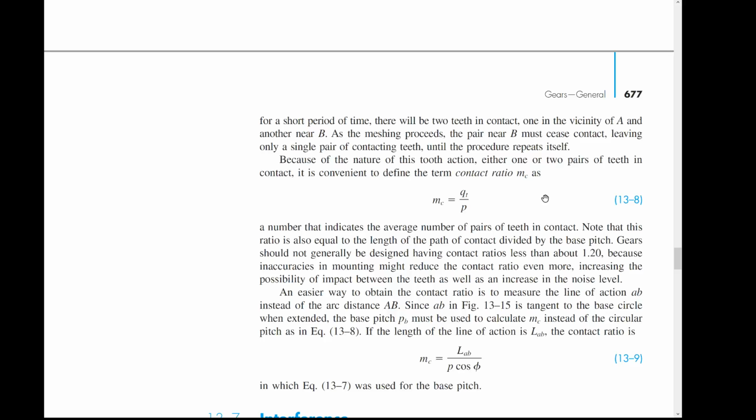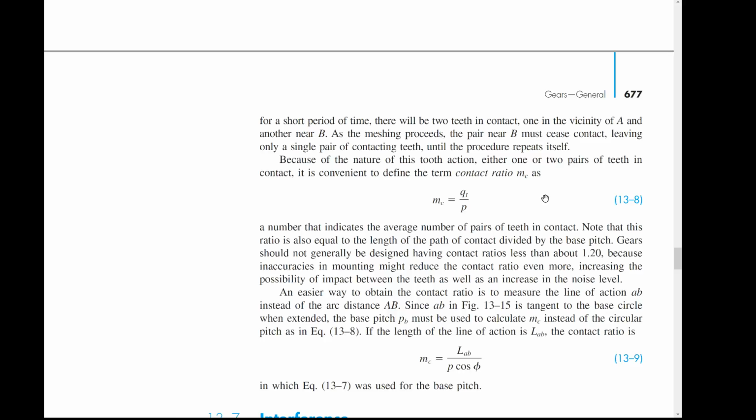A number that indicates the average number of pairs of teeth in contact. Note that this ratio is also equal to the length of path of contact divided by the base pitch. Gears should not generally be designed having contact ratios less than about 1.20, because inaccuracies in mounting might reduce the contact ratio even more, increasing the possibility of impact between the teeth as well as an increase in noise level. Okay, just stick with these rules.